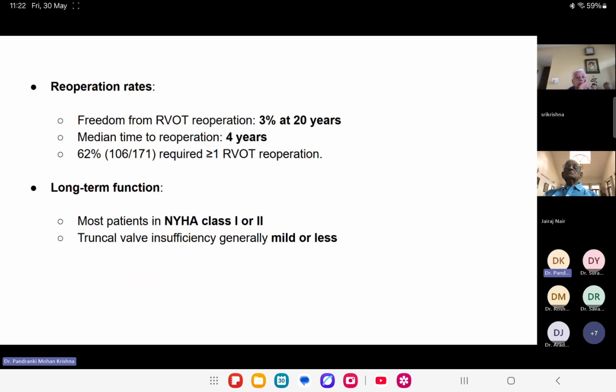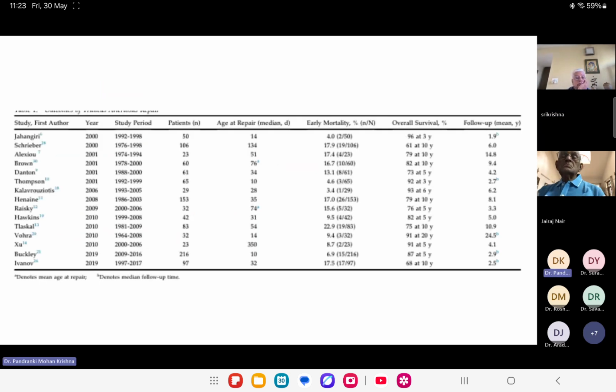Reoperation rates: freedom from RVOT reoperation is 3% at 20 years, that means 97% will have a reoperation, and the median time to reoperation is around 4 years. 62% will require more than one RVOT reoperation within the 20-year time period. Long-term function: most patients will be in NYHA class 1 or 2, and truncal valve insufficiency is generally mild. These are all the studies which they have seen. Usually, the older studies have higher early mortality. Coming to the later studies, survival actually increased.